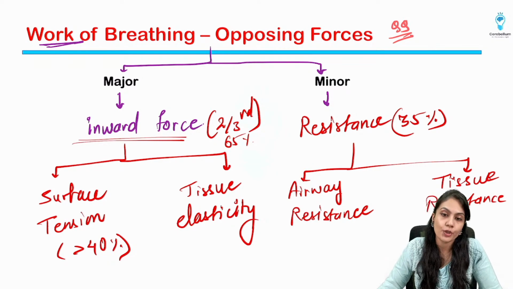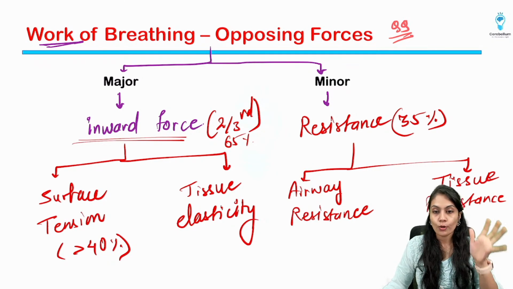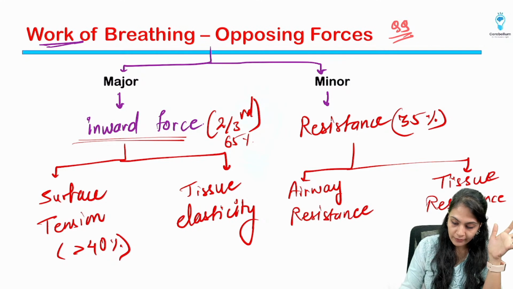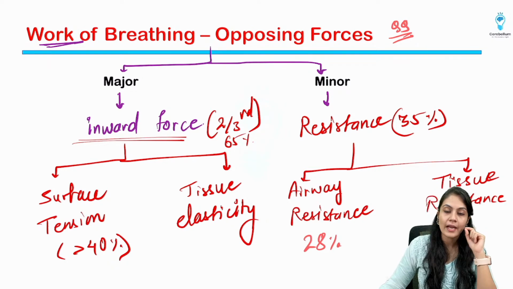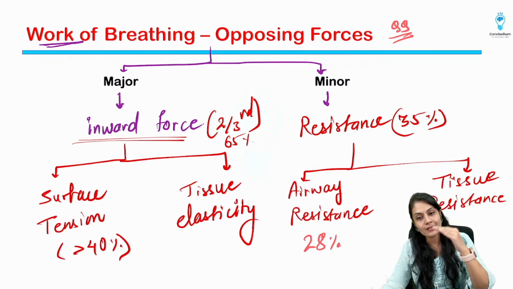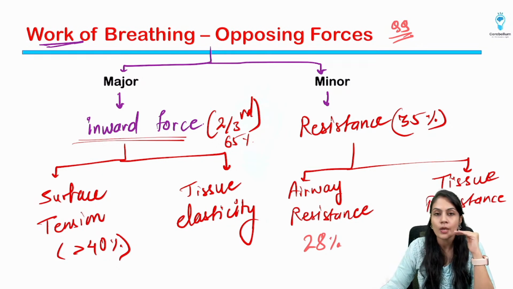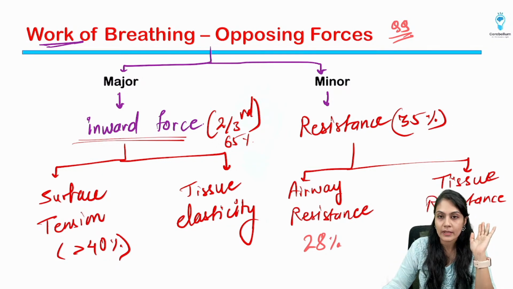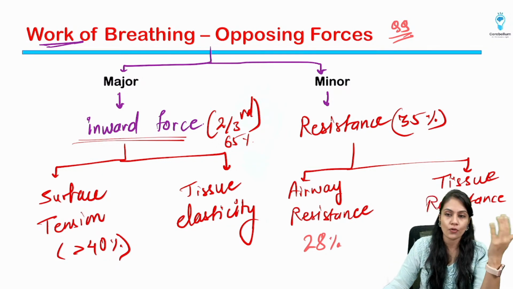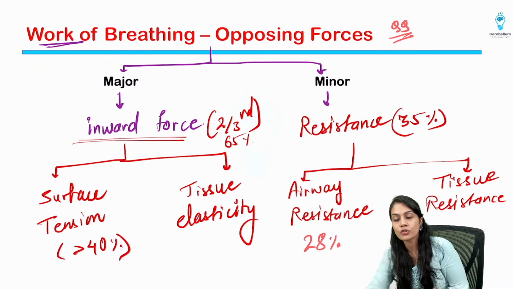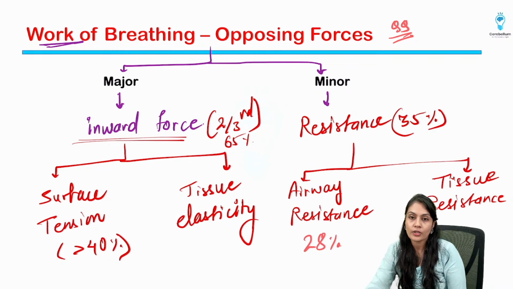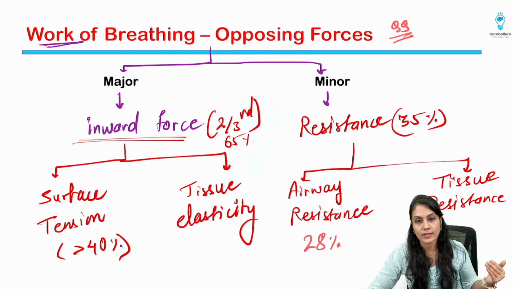Airway resistance and tissue resistance. What is their contribution? Remember, out of this 35%, the 28% will be given to this airway resistance itself. So in the resistance, the maximum contribution is because of this airway resistance, right? And the rest of it is going to go towards the tissue resistance. So that's how you can make the chart of it, and you can just elaborate all these points, right?